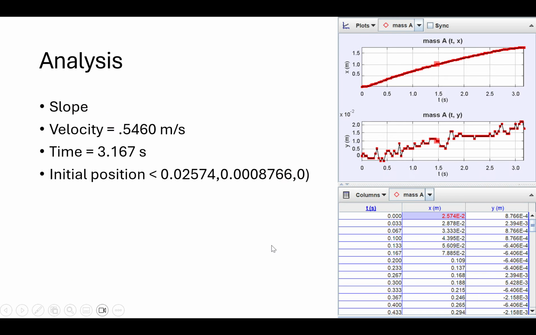So, some analysis. As you can tell from the slope, we had a constant velocity, or close to it. In order to determine the velocity, I calculated the change in position, final position minus initial position, over the change in time, 3.167 seconds. And I got a velocity of 0.5460 meters per second. And for my position, I just got it from this.